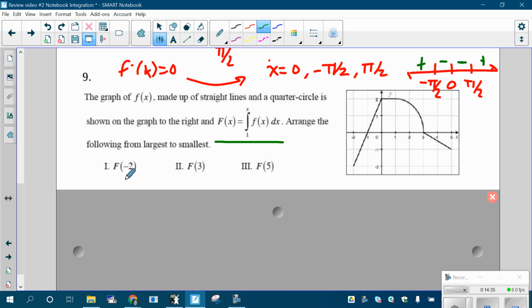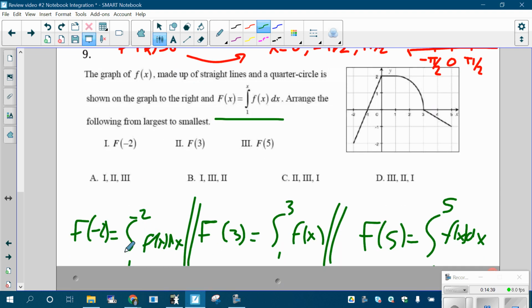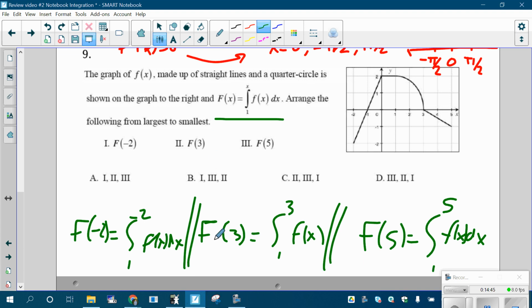Well, I'm just going to evaluate each of these. If I want to evaluate F of -2, I'm going to find the area underneath little f from 1 to -2. If I want to find F of 3, I'm going to find the area under f from 1 to 3. For 5, the area under f from 1 to 5. Go ahead and pause, take a minute, see if we can figure out which of these is biggest and smallest.